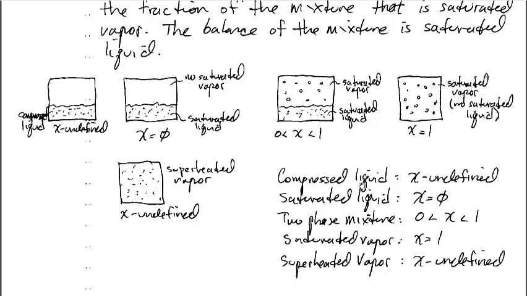So compressed liquid, quality is undefined. The substance is saturated liquid, quality is equal to 0. If it's a two-phase mixture, quality is somewhere between 0 and 1. If it's a saturated vapor, quality is exactly equal to 1. And if it's a superheated vapor, then quality is undefined.